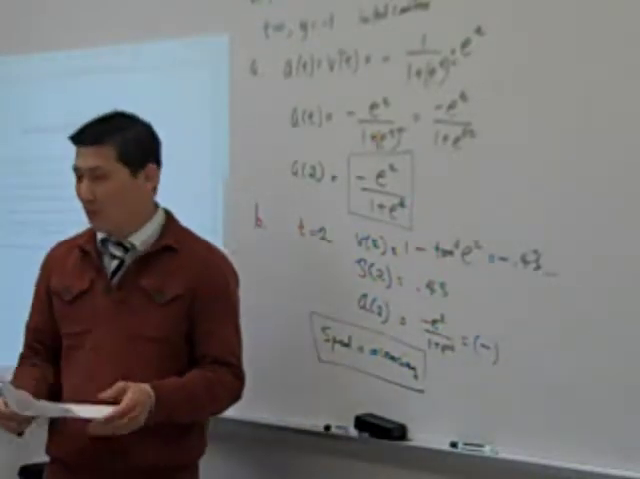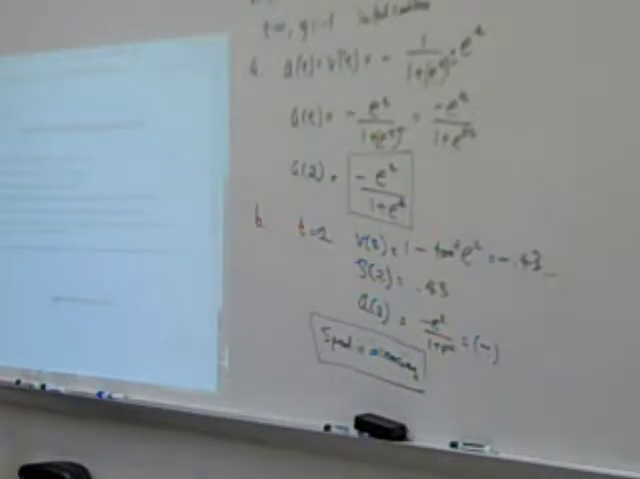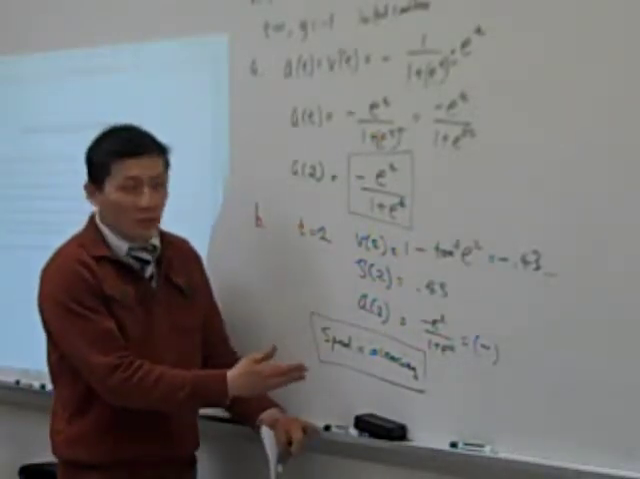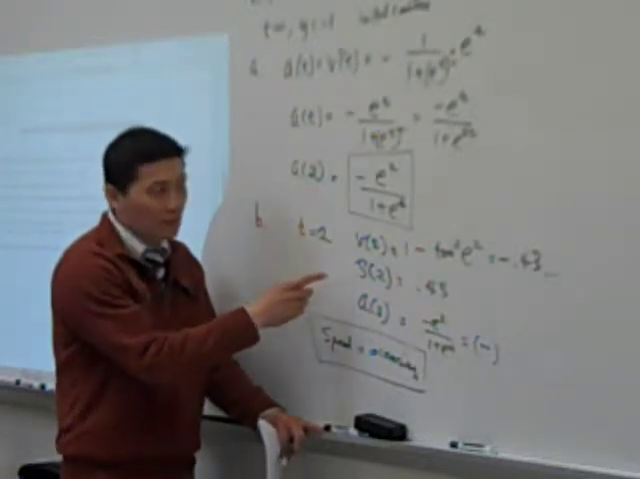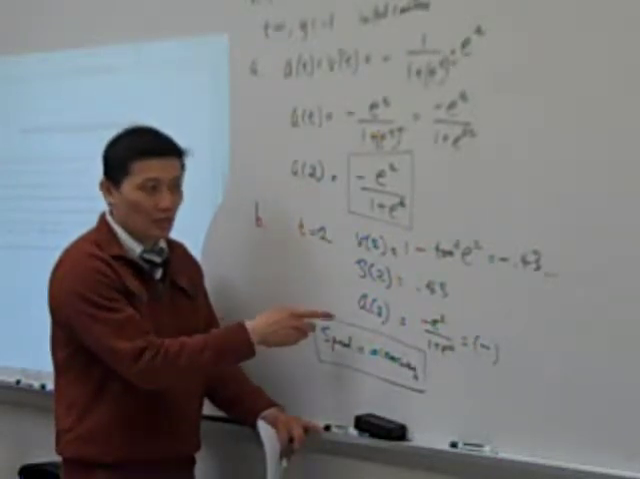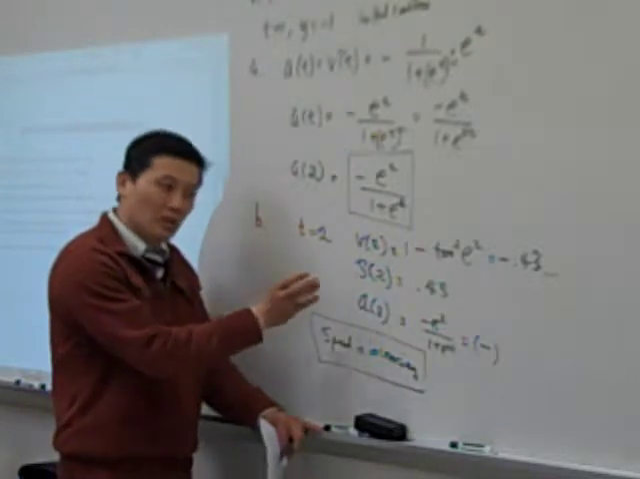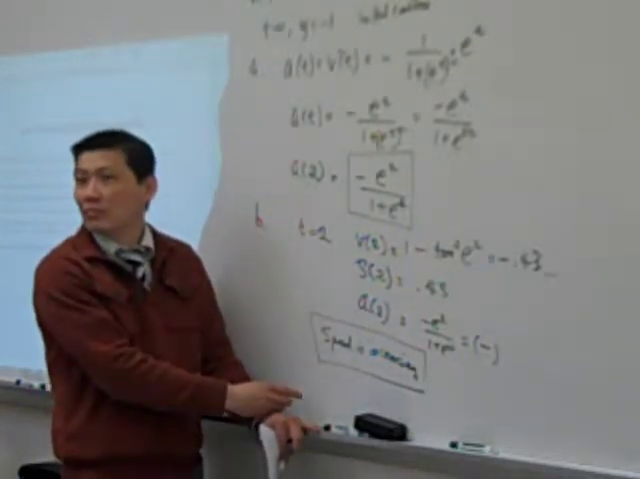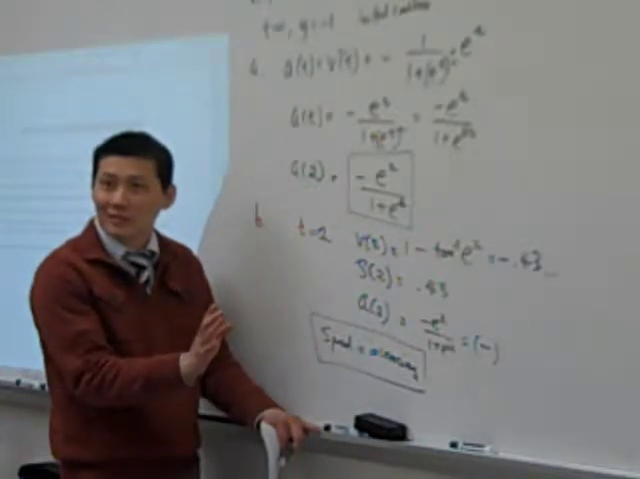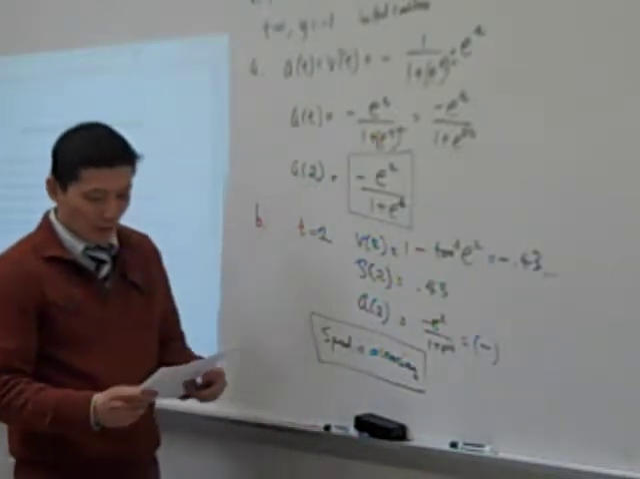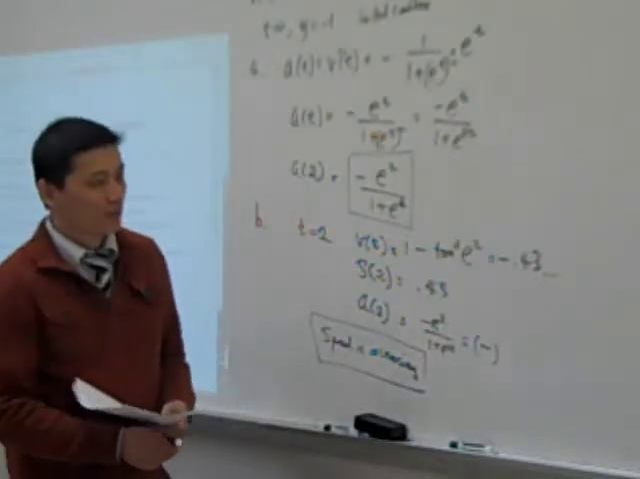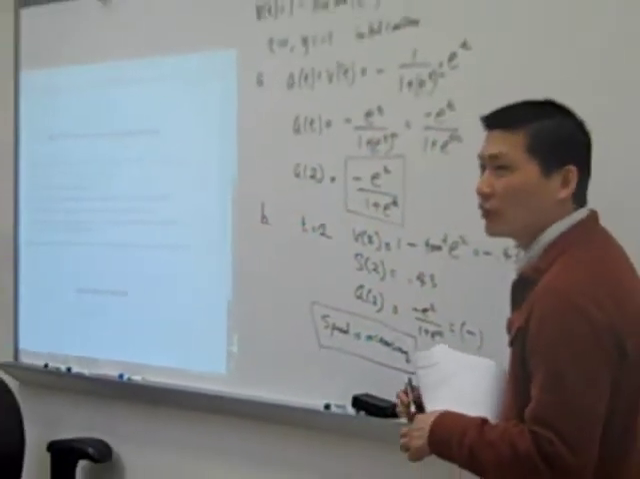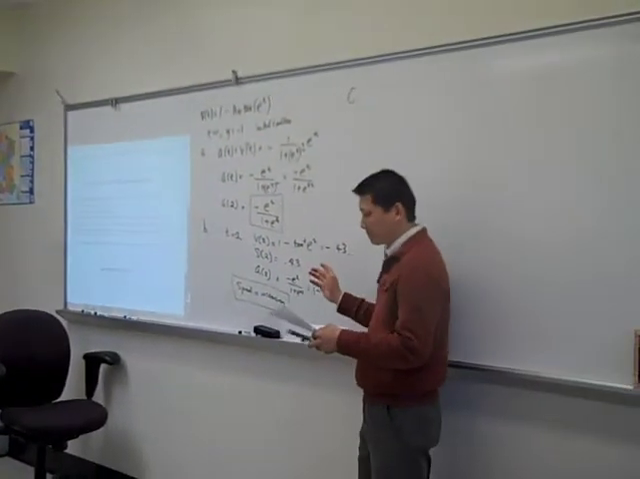Now, if they want you to justify your answer or give a reason, then you can simply say that velocity is negative, acceleration is negative, and therefore speed must be increasing. It's that simple. Then you get your answer, you get your reason. Okay? Part C. Questions up to this point before I move on?